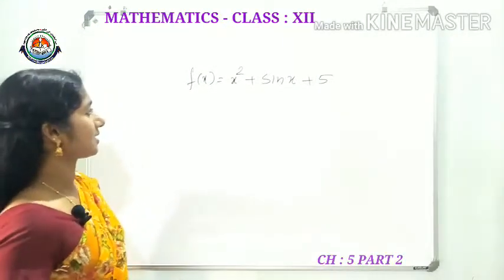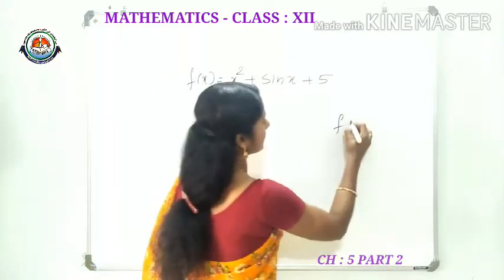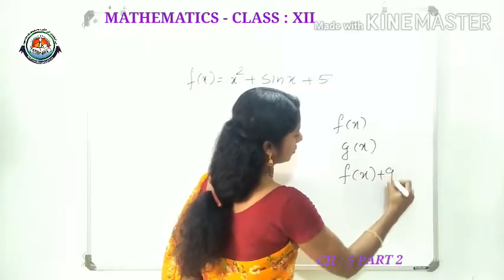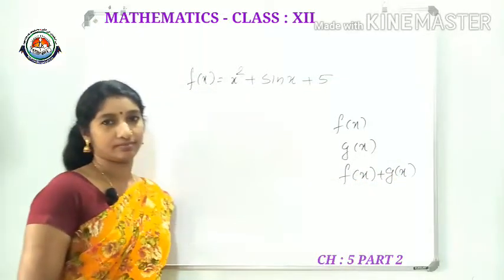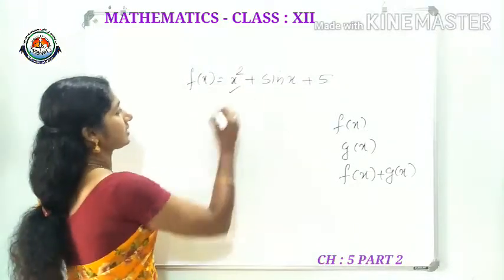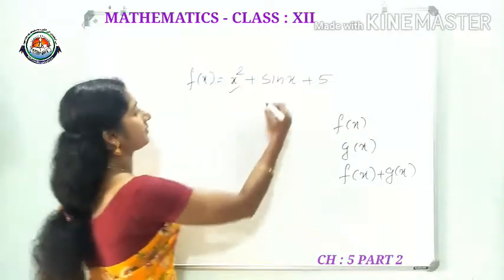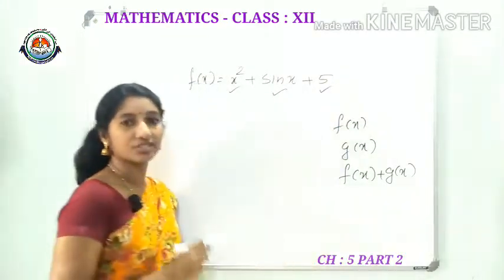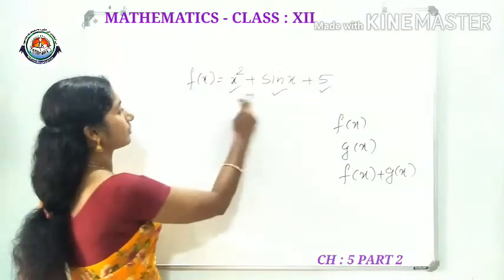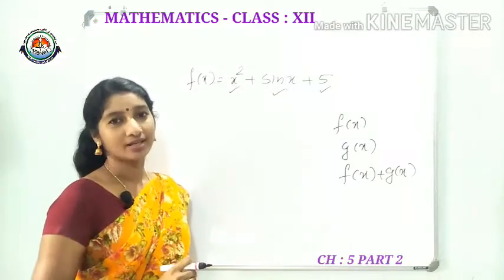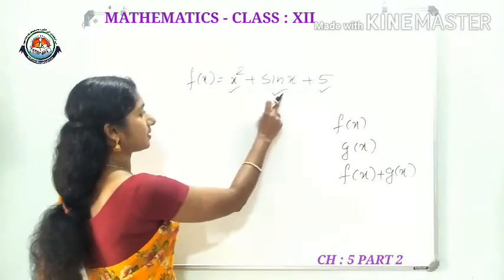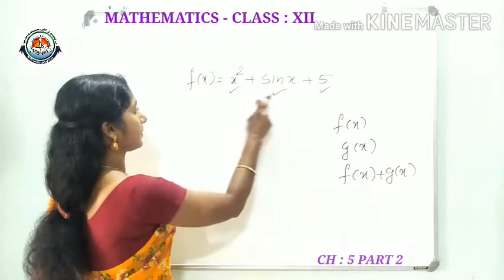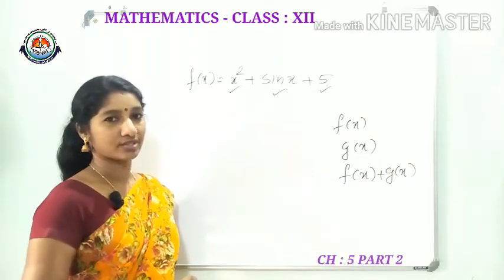We studied in the last class, if f of x and g of x are continuous, then f of x plus g of x is also a continuous function. Here x square is a polynomial, so it is a continuous function, and we know sin x is continuous, and 5 is a constant function, so it is continuous. So what about their sum? Their sum will be continuous. So you can write here x square is continuous, sin x is continuous, 5 is continuous. Therefore x square plus sin x plus 5 is also continuous.